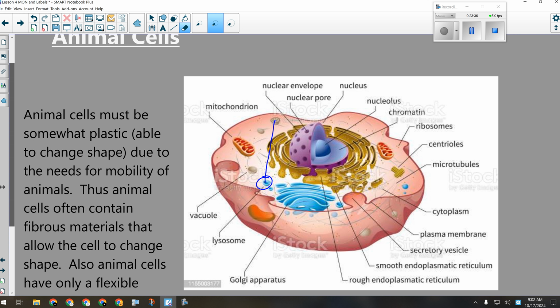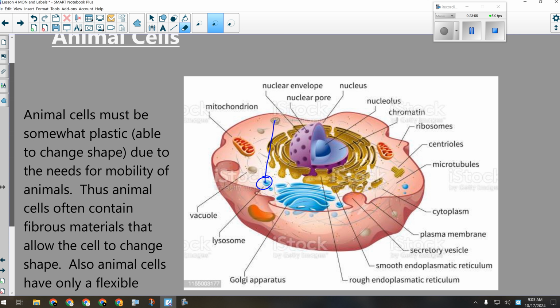Plants, well, obviously they don't move. It's not the Lord of the Rings. They're not like Treebeard running around. They stay put, and so they need to be able to support themselves. That's what they need the cell walls for. Animal cells need to be mobile. They need to be flexible. They've got to be able to stretch. So they don't have a cell wall.